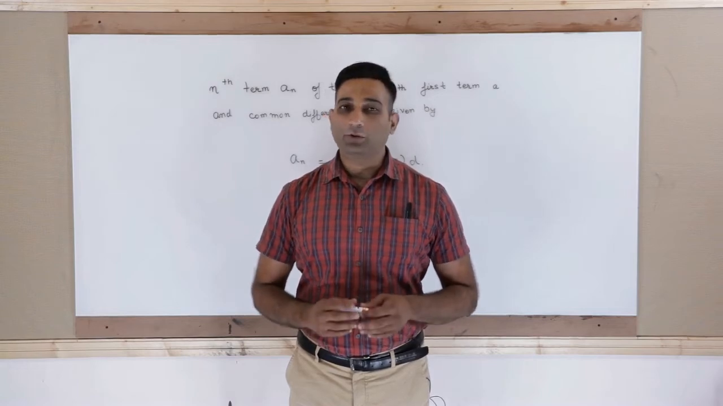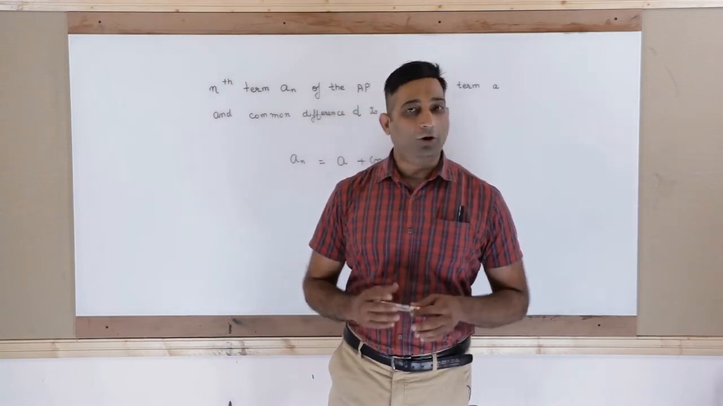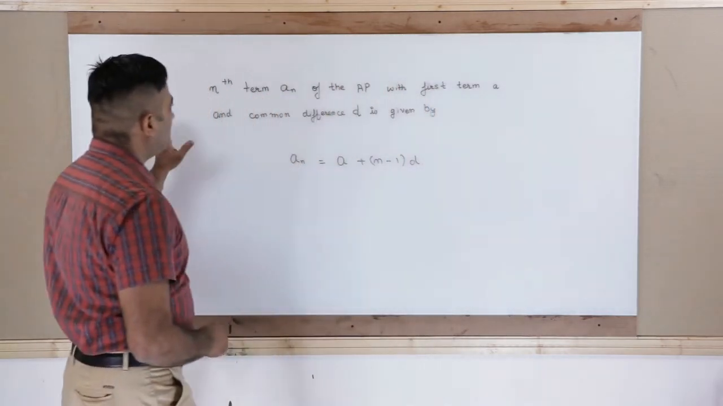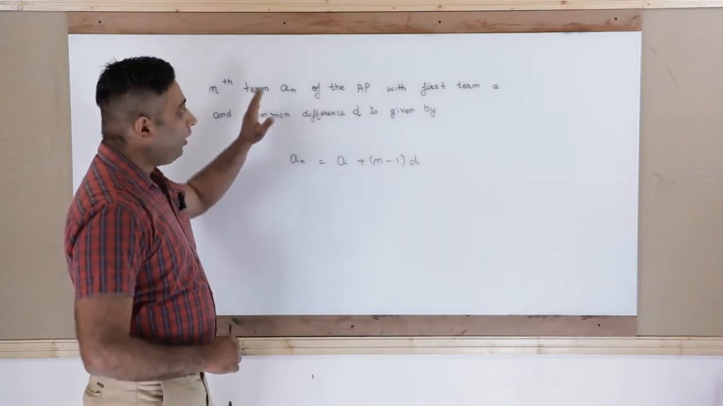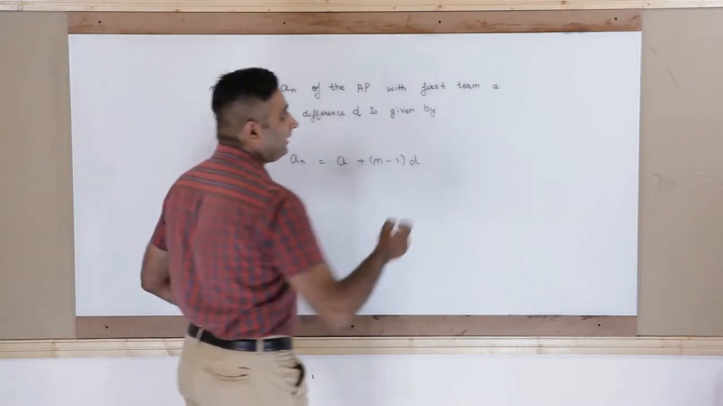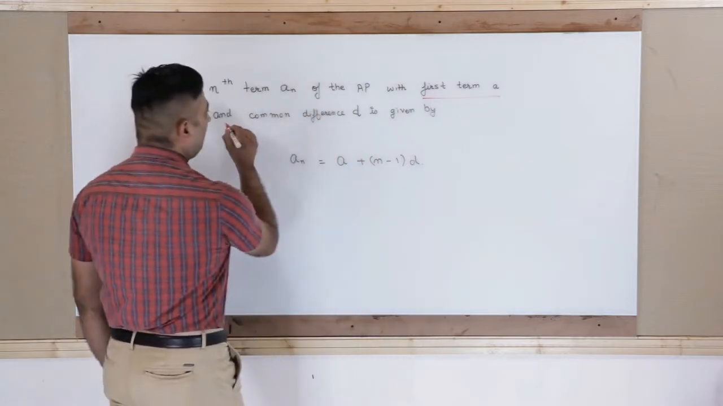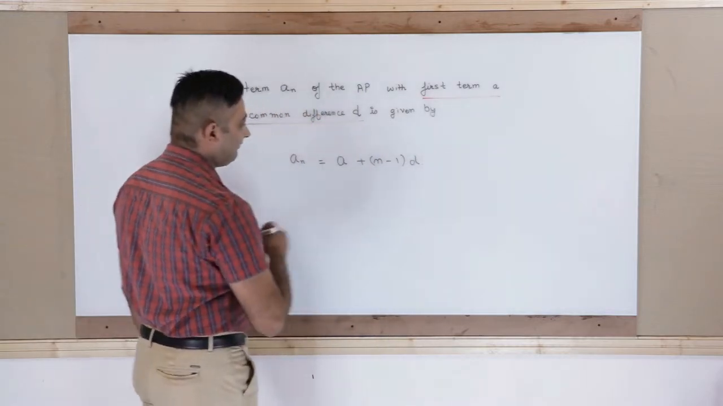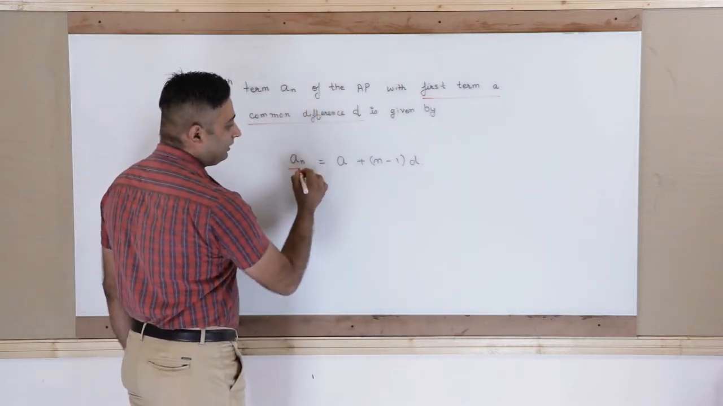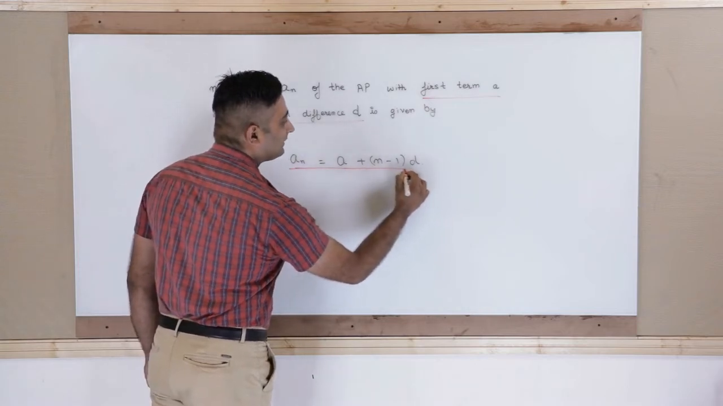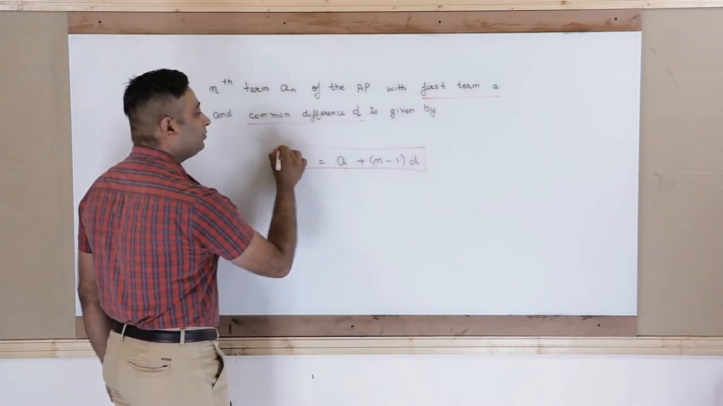Dear students, now let us discuss the nth term of an AP. The nth term AN of the AP with first term A and common difference D is given by AN is equal to A plus n minus 1 into D.